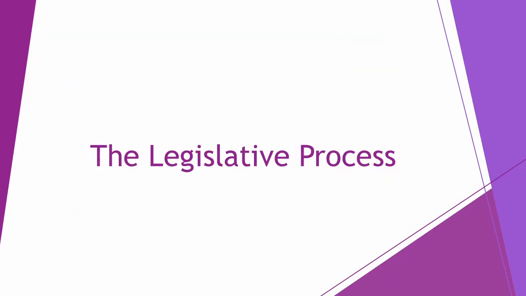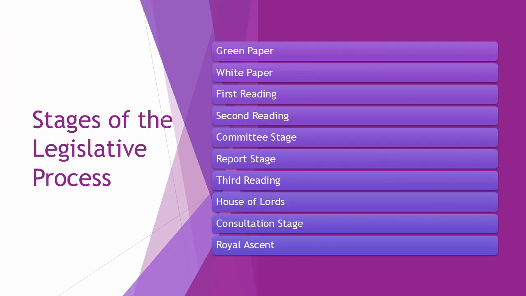The legislative process in the United Kingdom is a structured sequence through which proposed laws, known as bills, are scrutinised, debated, and either enacted or rejected by Parliament. The legislative process consists of the Green Paper, White Paper, first reading, second reading, committee stage, report stage, third reading, House of Lords stages, consultation stage, and royal assent.